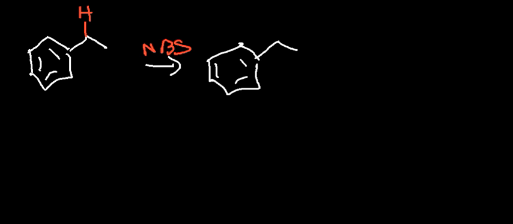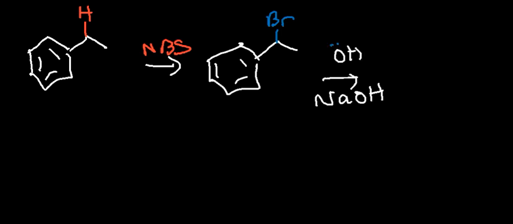What's going to happen is it's going to replace a hydrogen atom with a bromine atom. Then after that reaction, you can add sodium hydroxide or any other strong base. And what's going to happen is you're going to have an E2 elimination reaction. Hydroxide is going to grab this hydrogen. This is going to form a bond. Well, those electrons will be used to form that double bond, and the Br will be kicked out. And so you're going to get styrene.